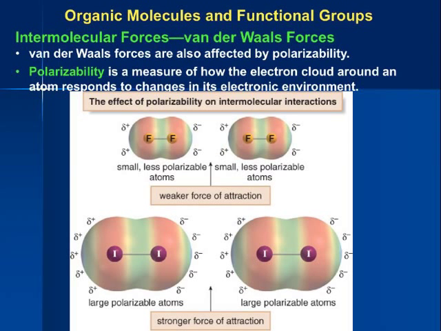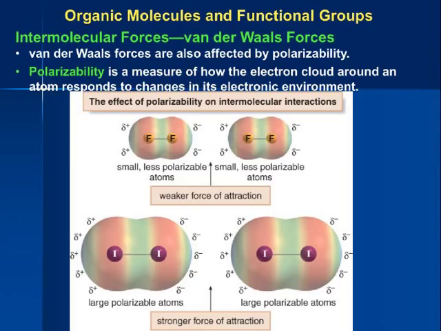Now, polarizability comes into play as well. And what do we mean by polarizability? We're talking about how easy it is to move the electrons around within a bond, within a molecule. Okay? And so the inorganic example is to look at fluorine versus iodine.